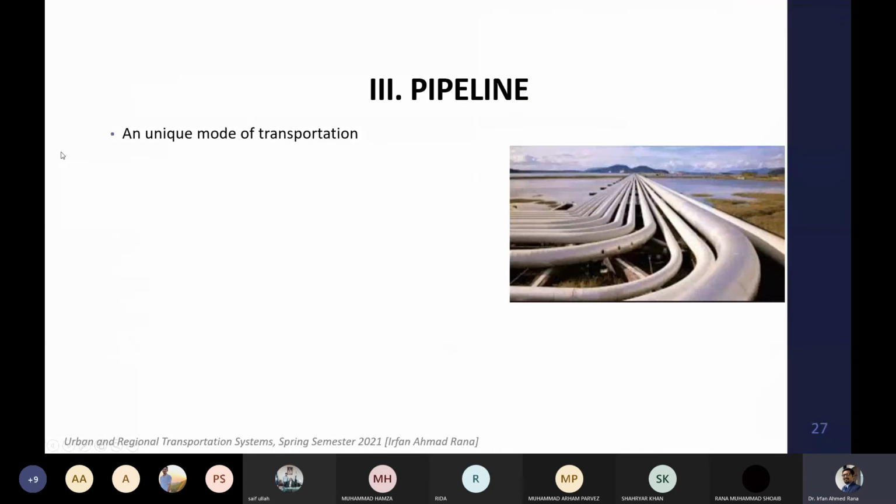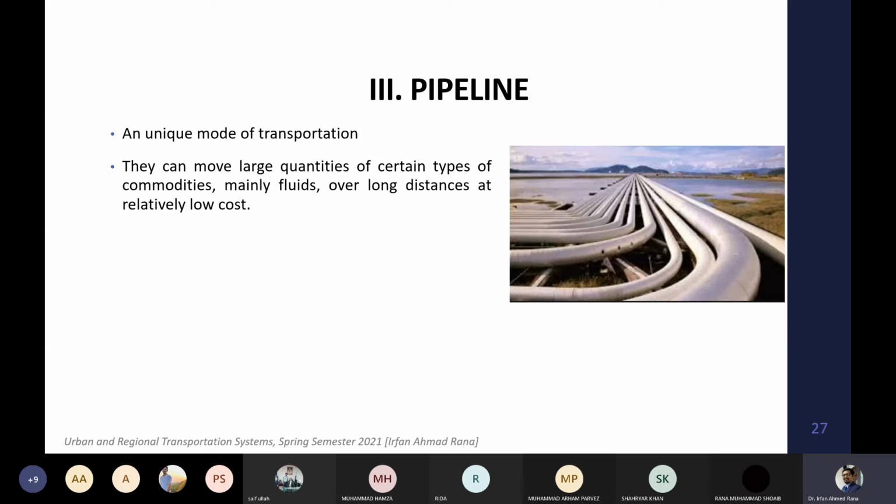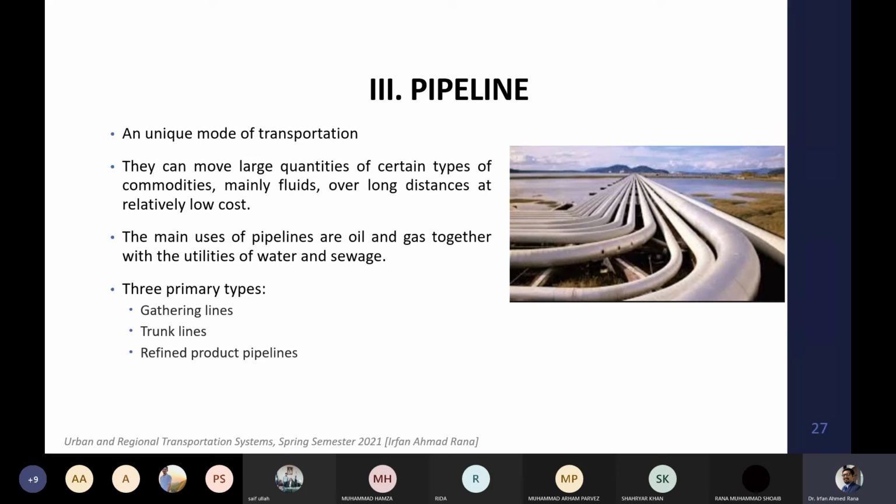Okay, then I'll push ahead now. So pipelines, we don't usually regard this as a way of transportation because we don't personally use it. But all of your goods, your oil, let's say your gas, electricity, these all are coming through pipes. So that is the mode of transportation in which your goods are transported from one point to another at a relatively very low cost. Water and sewage is also a pipeline which transfers your waste. So trunk lines, different kinds of pipelines are already there.